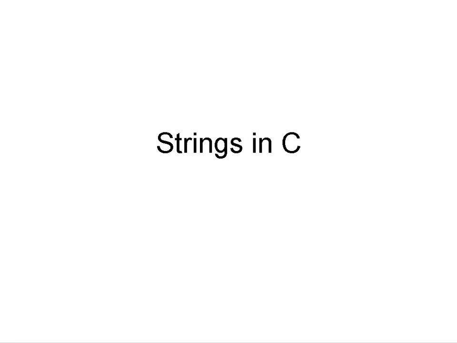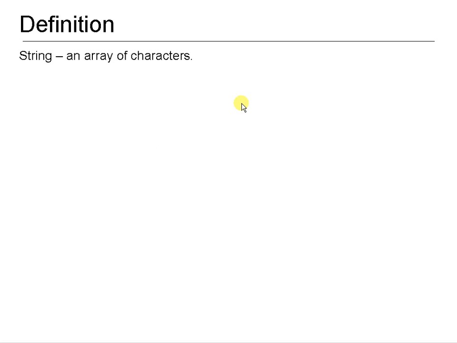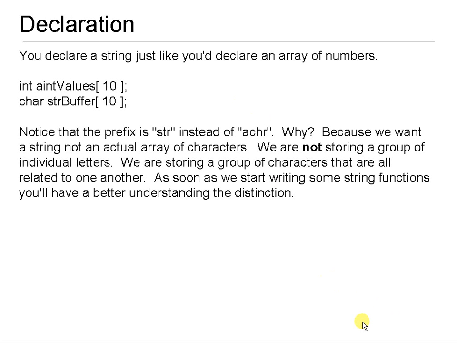This is the introductory video for strings in C. Let's start off with the definition. A string is just an array of characters. You declare a string just like you declare an array of numbers.